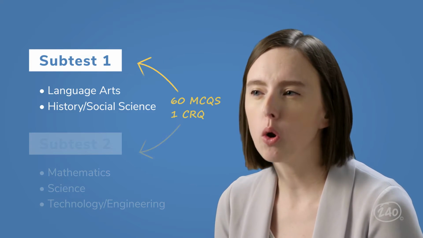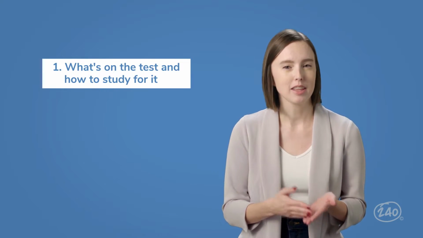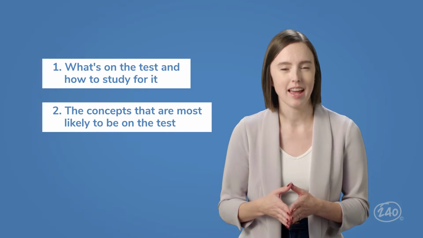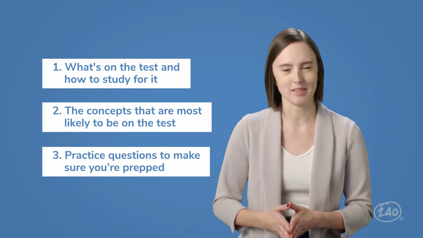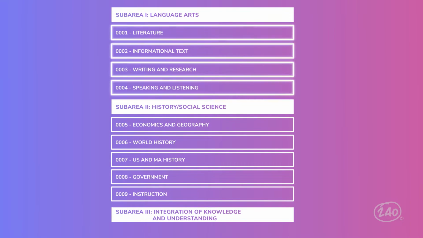In this video, we're only going to focus on Subtest 1, and we're going to cover three things: what's on the test and how to study for it, the most likely concepts you'll see on the test, and we're going to look at a few practice questions. Let's get into it. The MTEL General Curriculum Subtest 1 is made up of three sub-areas: language arts, history and social science, and integration of knowledge and understanding.